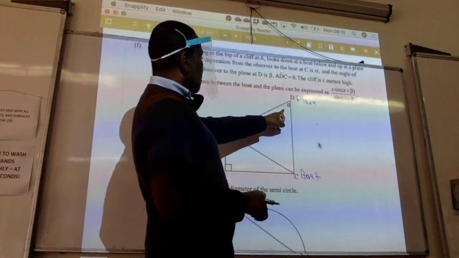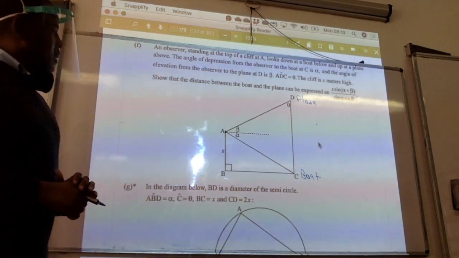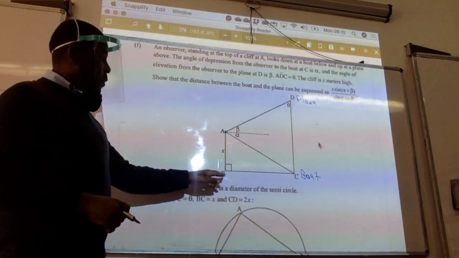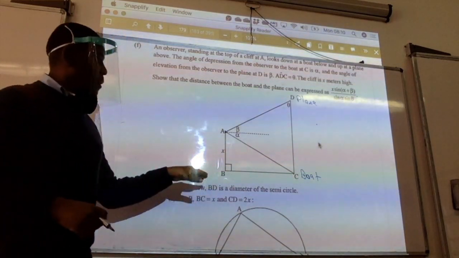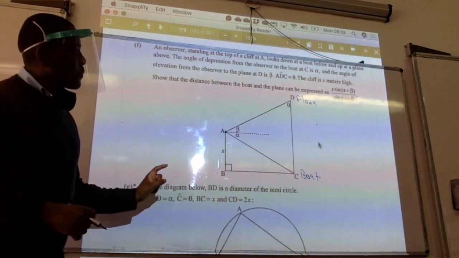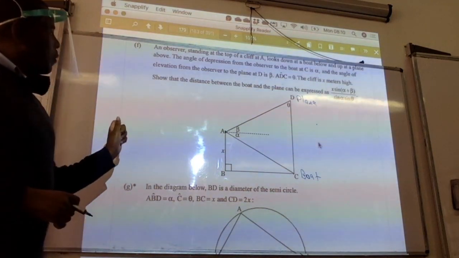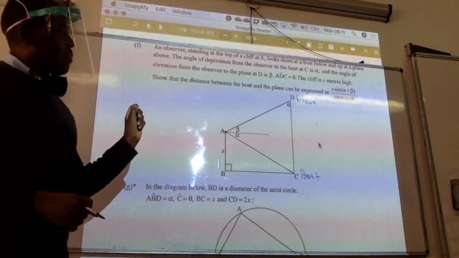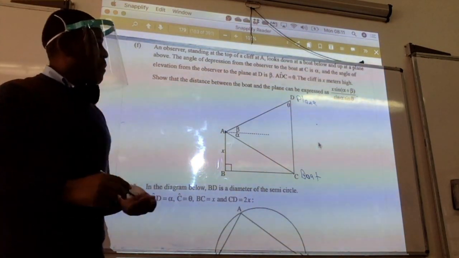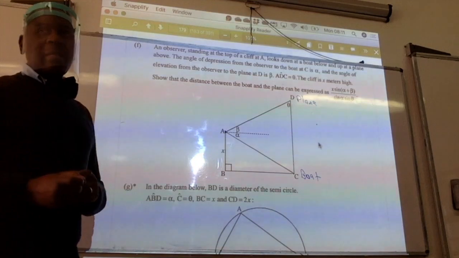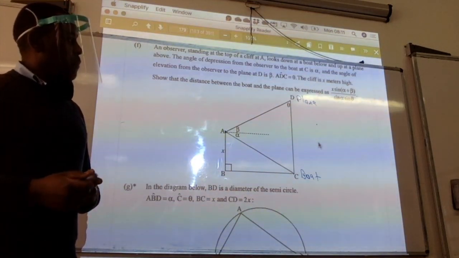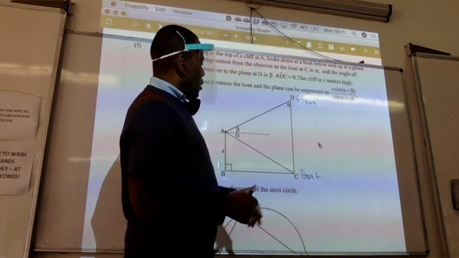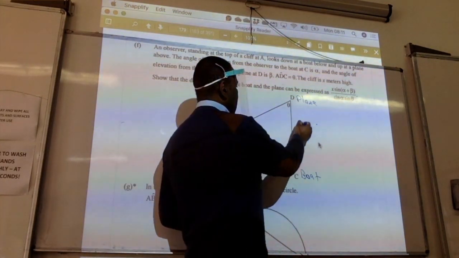The cliff is x meters high, given here. We're going to assume that the cliff is vertical and that the ground is horizontal so that we can form the 90 degrees. Now we need to show that the distance between the boat and the plane can be expressed as x multiplied by sine of alpha plus theta, all divided by sine of alpha multiplied by sine of theta. So we are looking for the distance between the boat and the plane. In other words, we need to look for the length CD.